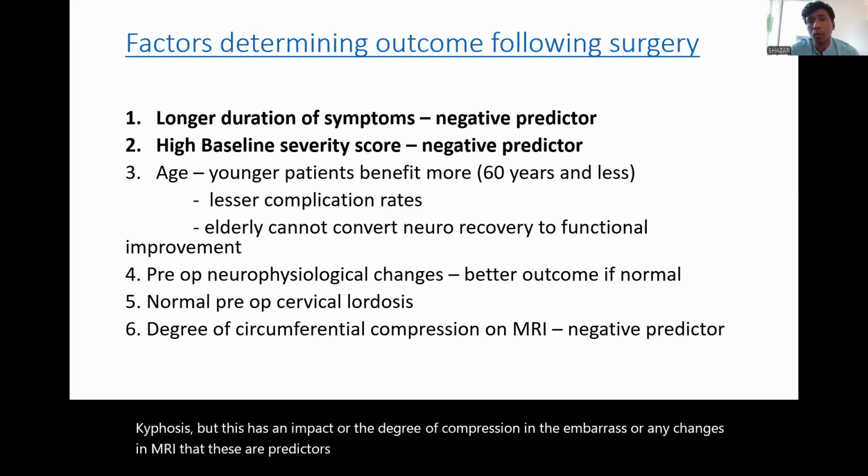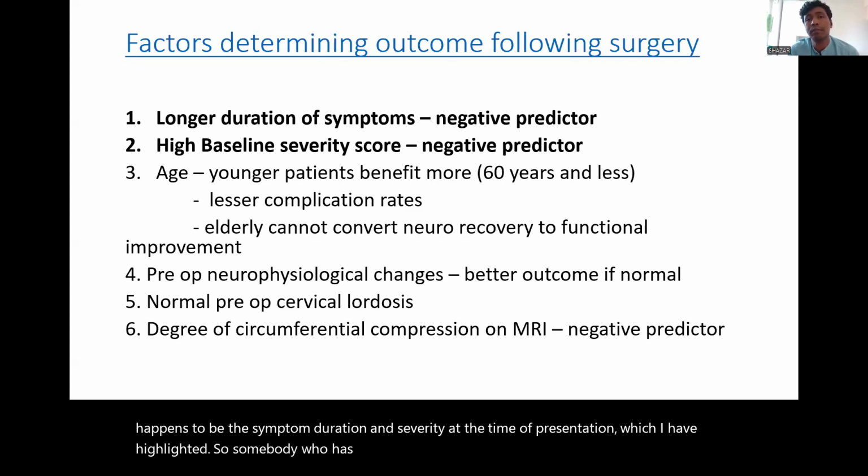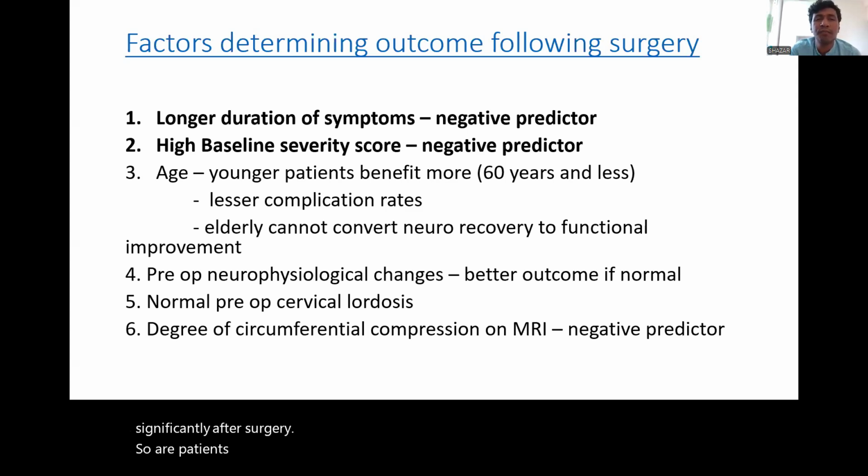But the only significant predictor, according to the literature, happens to be the symptom duration and severity at the time of presentation, which I have highlighted. So somebody who has had a long duration of symptoms is less likely to improve significantly after surgery. So are patients who are having severe myelopathy at the time of presentation. This also happens to be a negative predictor.